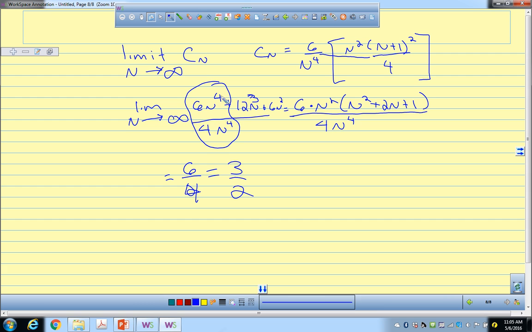The only thing I really have to worry about is the 2 highest degree terms. My highest degree term on top is going to be 6n to the 4th after I multiply it all out, and my highest degree term down here is going to be 4n to the 4th. So all I have to do is look at those two numbers, and I get that my limit is 6 over 4, which is 3 over 2. Questions? Isn't that amazing?